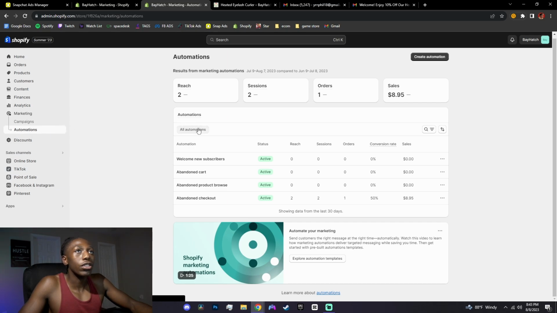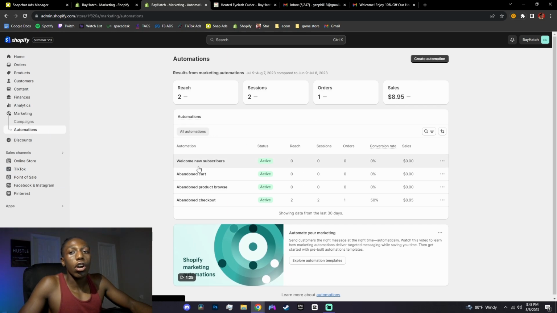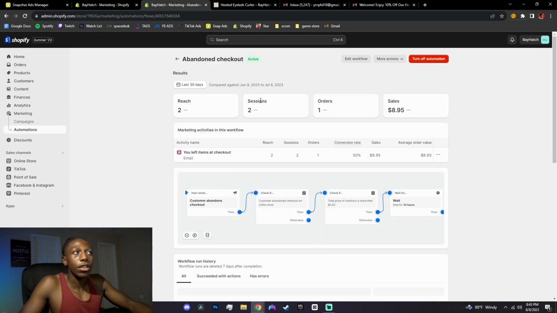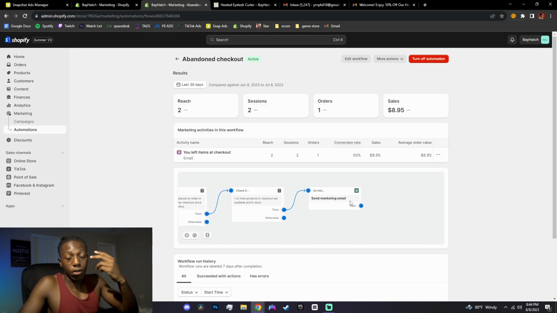Go to your automations and make sure they're all set up. As you can see right over here in this one, I was able to get like a 50% conversion rate from that. So guys, just make sure you do this, because if you don't want to lose money from this, this is the way, because we just send them an automatic email. And I was actually able to get a customer that way too.